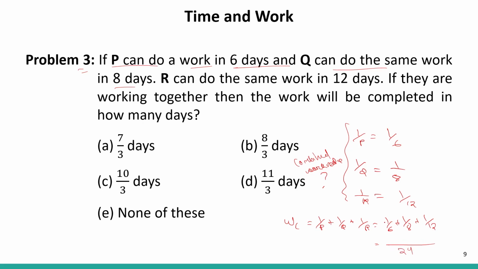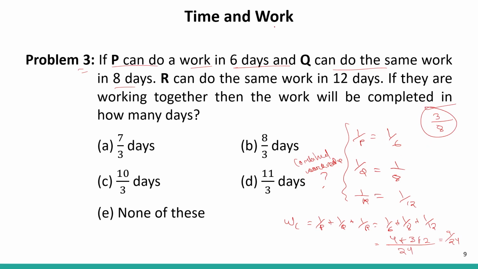So 24 divided by 6 will be 4, then 3, then 2. So 4 plus 3 plus 2 is equal to 9 by 24. Now we can also simplify this by dividing by 3 in the numerator and denominator. What we are left with is 3 by 8. So 3 by 8 is the correct answer, the combined work rate.